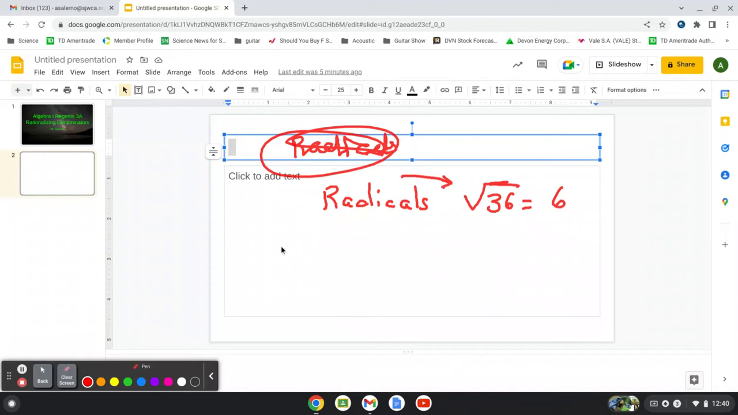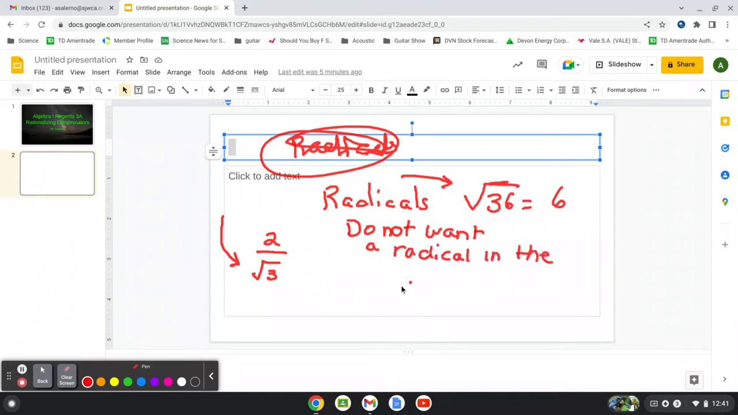If we see a fraction, let's say we had 2 over the square root of 3, see, the denominator has a radical sign. We do not want that. We don't want a radical in the denominator. Now, we don't mind if there's a radical in the numerator, but not in the denominator.